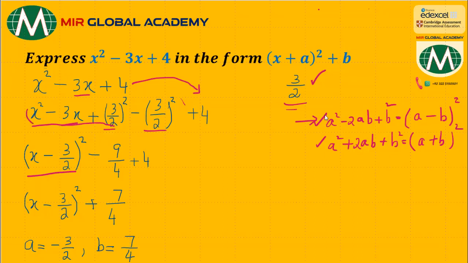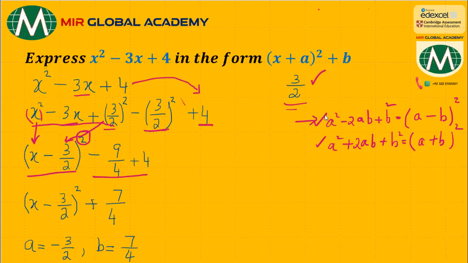So this is the square of x, which is over here, and this is the square of 3 over 2, which is over here, and the whole square. And now this 3 over 2 square is 9 over 4, and this plus 4. After using a calculator or doing more working, the answer is 7 over 4.